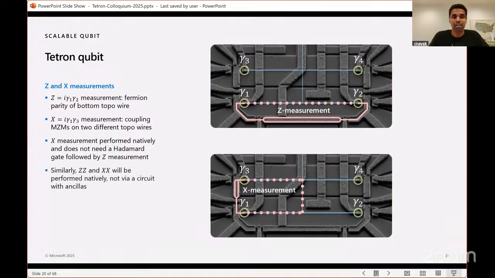And in fact, ZZ and XX will also be performed natively, not via some circuit with ancillas, which is the normal way to do it. And that's extremely useful because those are the kinds of operations we need for quantum error correction. So important point here is we can natively do many more kinds of measurements than you can ordinarily do, and those are in fact topologically protected measurements, and it's the measurements we need for quantum error correction.